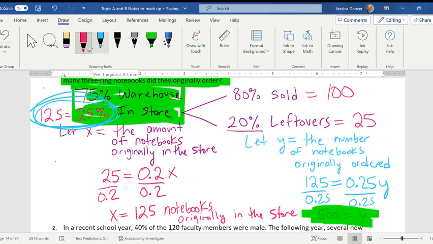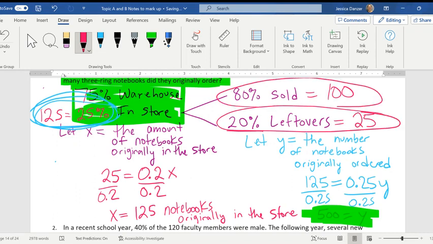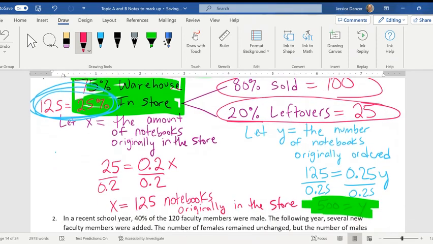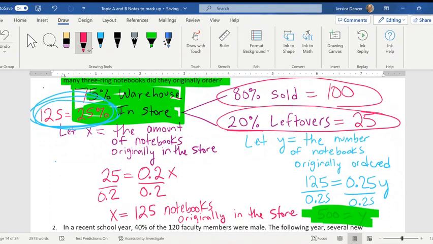So some of them are still on the shelf, some of them are sold, and then we got a bunch still in the warehouse. The question doesn't ask us to find that number, but if we did, 500 minus the 125, we could find out how many are still in the warehouse. Since this question just asked us how many did they originally order, our answer would be 500 were originally ordered.